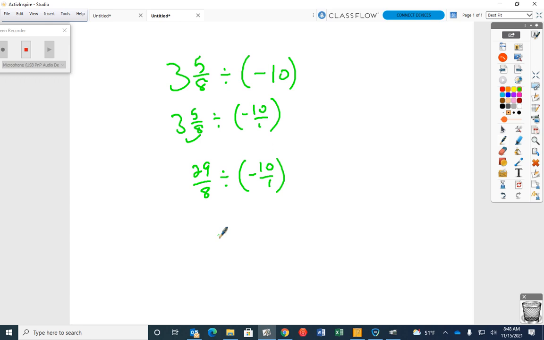So this stays the same, 29/8. This becomes multiplication. What's -10/1 flipped? 1/10. -1/10. Good. Now, no matter what, I've got different signs here. What's my answer going to be? Negative. Okay. Can I do any canceling here? No. I can't, can I? So if I can't cancel anything, what do I have to do? Just go straight down. Just multiply.